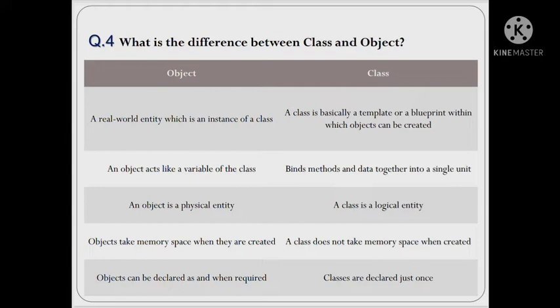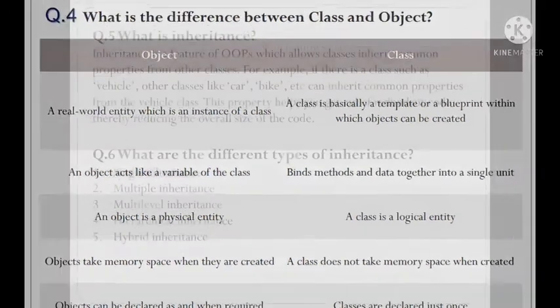Objects take memory space when they are created. A class does not take memory space when it is created. Objects can be declared as and when required. Classes are declared just once.